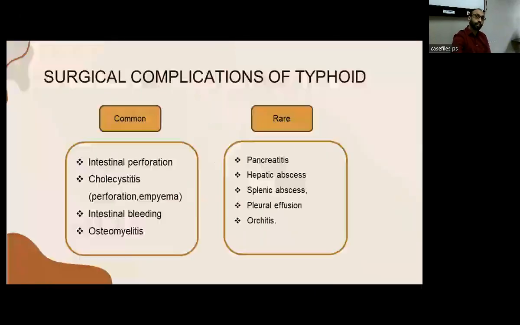Now coming to typhoid, like we've seen the surgical complications of typhoid, the common ones are the intestinal perforation, cholecystitis with or without perforation of the gallbladder, intestinal bleeding and osteomyelitis. The rarer ones are pancreatitis, hepatic abscess, splenic abscess, pleural effusion, and orchitis. These usually come under the surgical complications of typhoid.